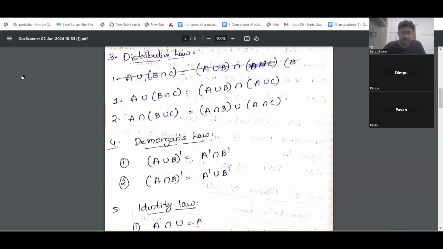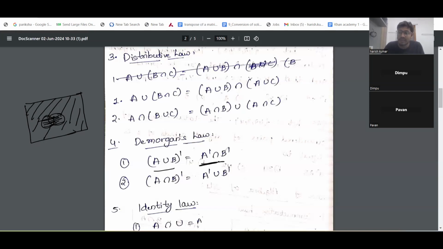Next we have something called De Morgan's law. So what is De Morgan's law? A union B whole complement is A complement intersection B complement. So how do we understand this? Let's try to understand it from a Venn diagram. What is A union B? If this is A and this is B, this entire thing is A union B. Now what is A union B whole complement? This entire outside thing. This is what A union B whole complement is.